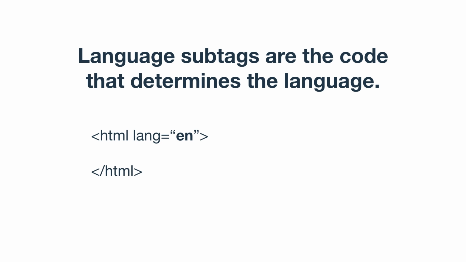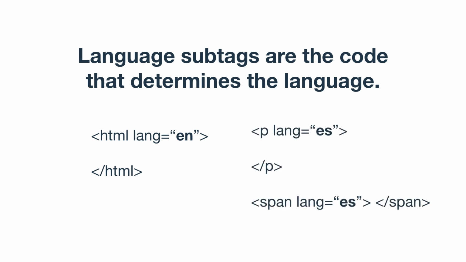Language subtags are the code that determines the language. The en and es for English and Spanish are the language subtag. There are thousands of language subtags you can use and combine to identify the language. Some languages can use additional subtags to make it more specific.